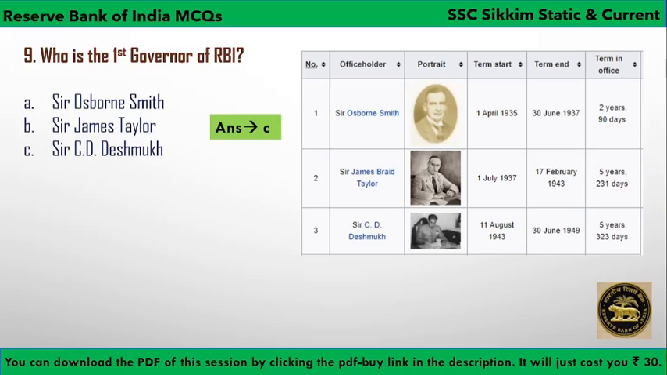Second is Sir James Taylor Breed, and third governor of RBI is C.D. Deshmukh, sir. Okay, and please remember, Sir C.D. Deshmukh is also the first Indian governor of RBI.